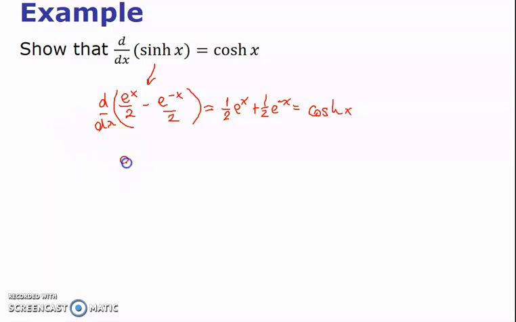I can do a very similar thing. I know it doesn't tell me to, but d dx of cosh. This is the proof.